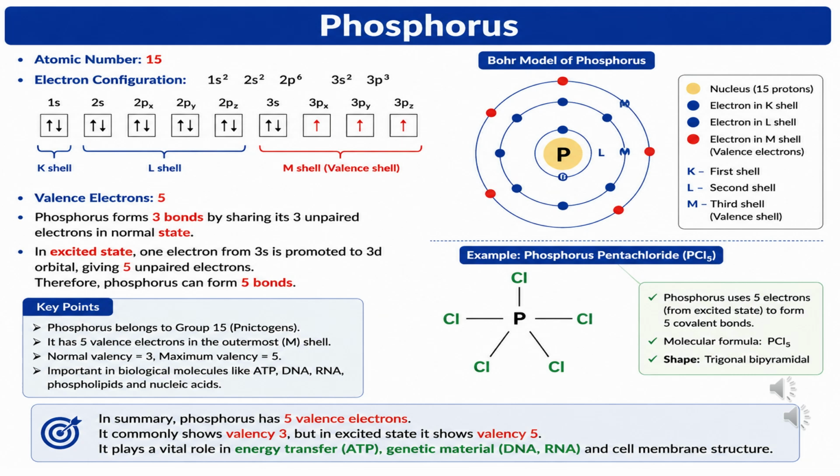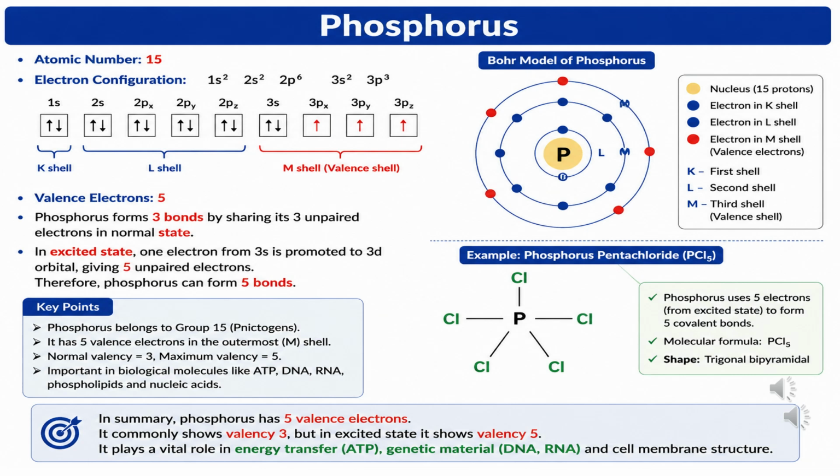Now, let us discuss phosphorus, P, an essential element required for life and metabolism. Phosphorus has an atomic number of 15, which means it contains 15 protons and 15 electrons. Its electronic configuration is 1s², 2s², 2p⁶, 3s², 3p³, giving a shell distribution of 2, 8, and 5 electrons. Therefore, phosphorus has 5 valence electrons in its outermost M shell.